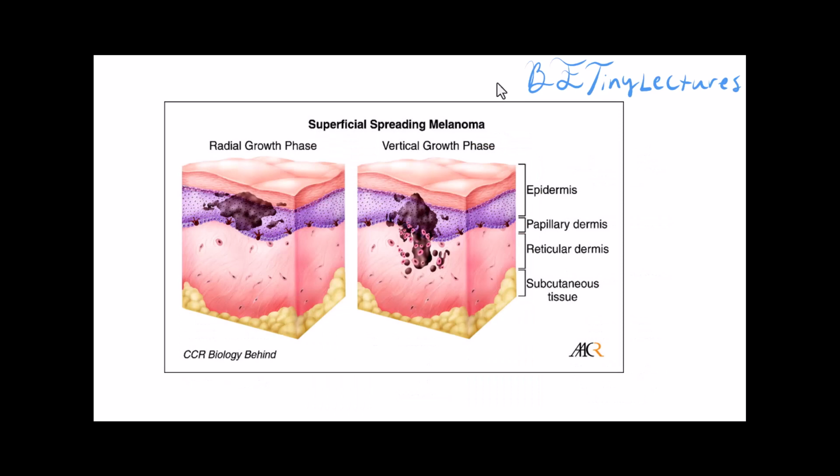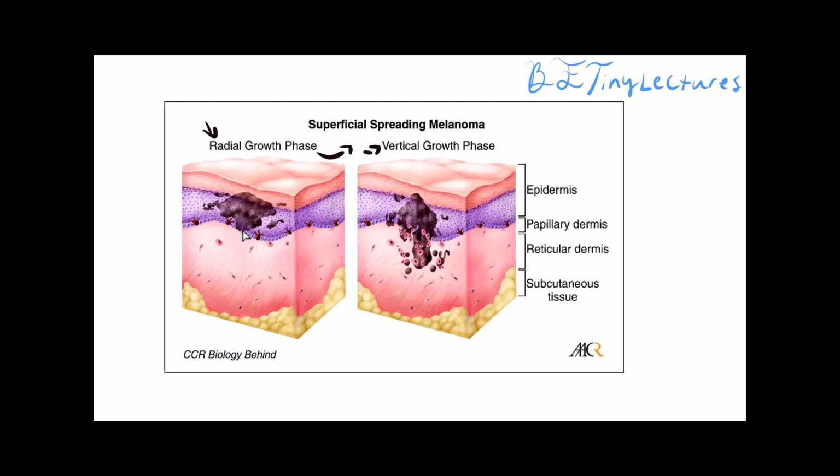Melanoma is a bit special because it has 2 growth phases. So when we talk about melanoma, we talk about the radial growth phase and eventually the vertical growth phase. So for a majority of melanoma cases, first you have the radial growth phase, and that leads into the vertical growth phase. But what is the radial growth phase?